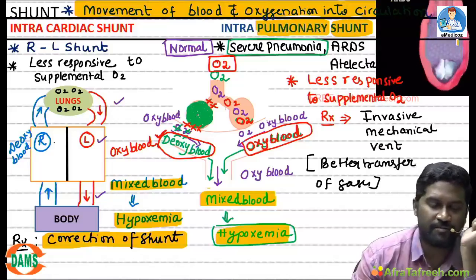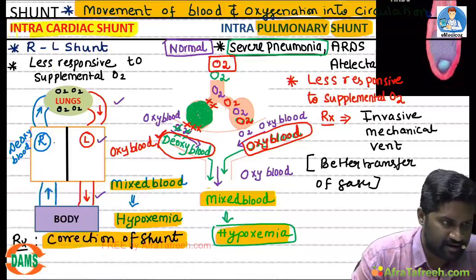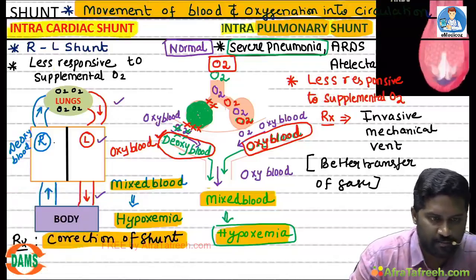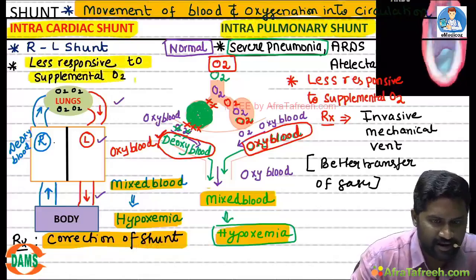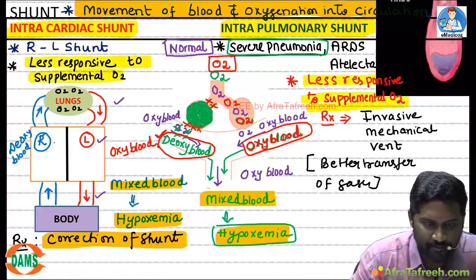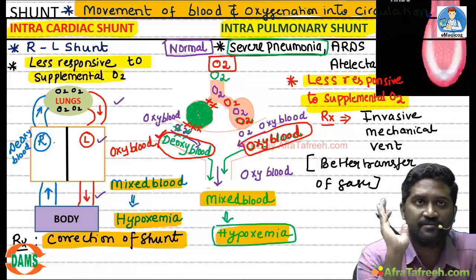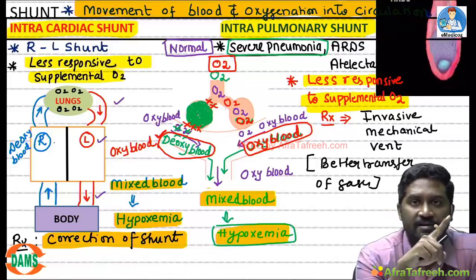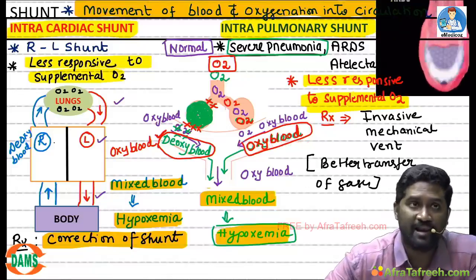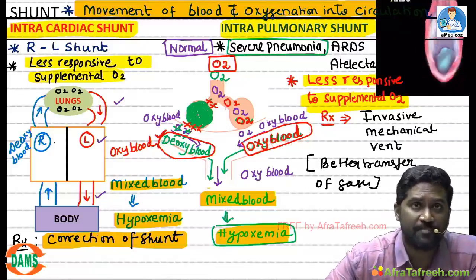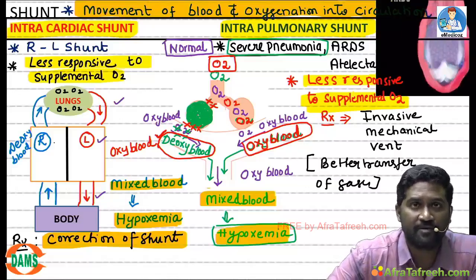So the point to remember here is, let it be intracardiac shunt or intrapulmonary shunt, the common feature is that both will be less responsive to supplemental oxygen. The pathophysiology and treatment are different. So these are the important mechanisms of hypoxemia.